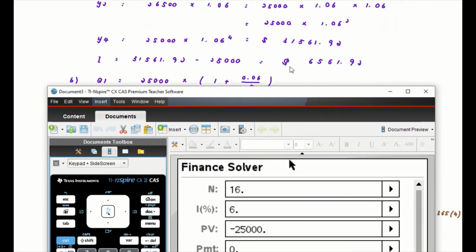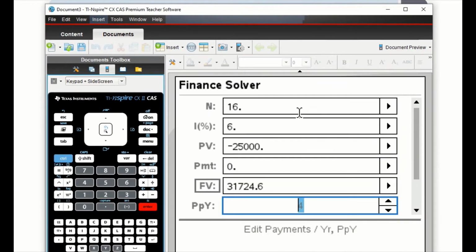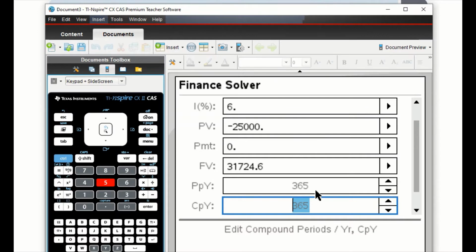Okay, last but not least, this one for daily one. So again, daily one, what you can do here is the compounding occurs daily. So PPY and CPY will become 365. So again, tap, then normally they will try to change it for you.